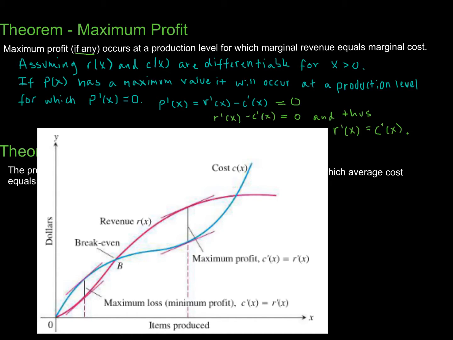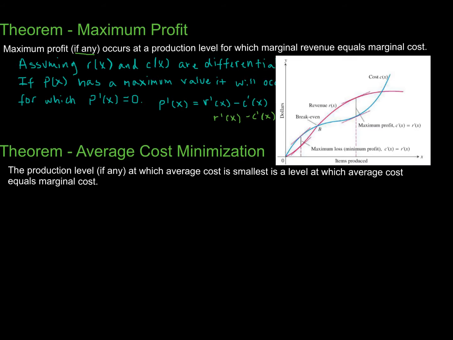But now let's take a look at another theorem which I think is also quite interesting. This next theorem talks about average cost and trying to minimize average cost, and that should make sense. If you're running a business, you'd like to minimize the cost to produce each item on average. So the production level, if any, at which average cost is smallest is the level at which the average cost equals the marginal cost.